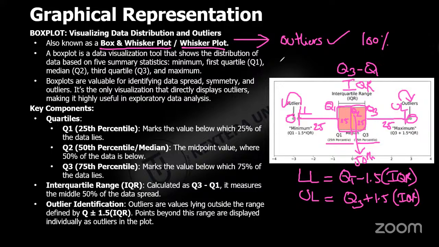And box plot is the only visualization which gives the information about outliers. We can visualize the outliers. There are no other visualizations which give the information about outliers with confidence, guys. This is giving us the information with the confidence. I hope it is making sense.